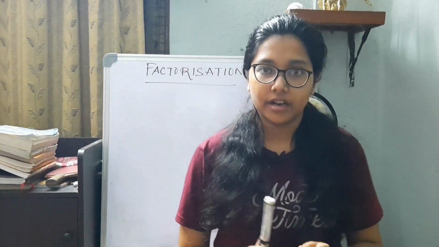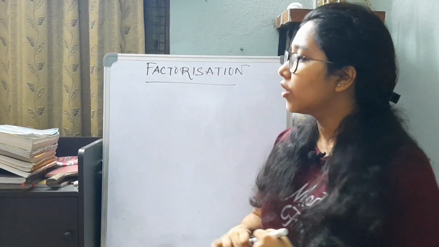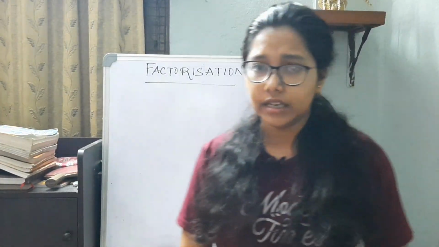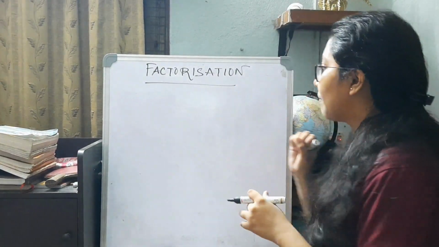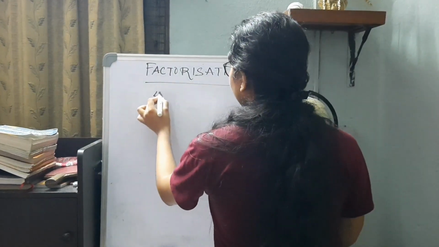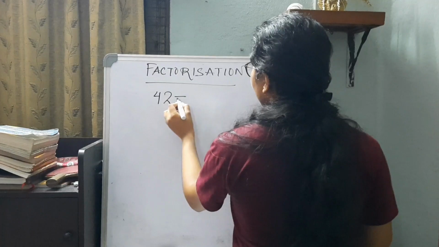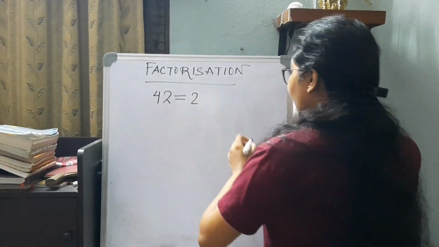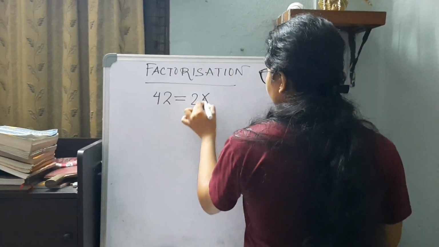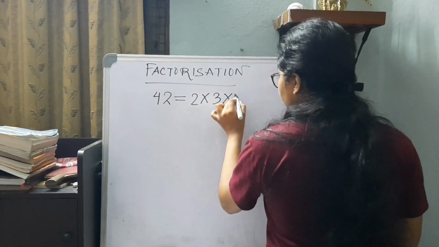So let us begin with factorization. Now what is factorization? First of all, let's go to the bit of introduction part of it. How do we get a factor? If we go for the normal system, for example, if we take 42, how do we express 42? We express 42 as a product of prime numbers, 2 into 3 into 7.